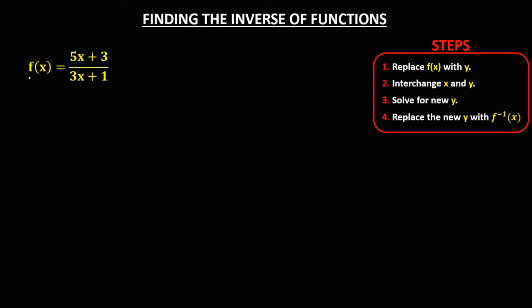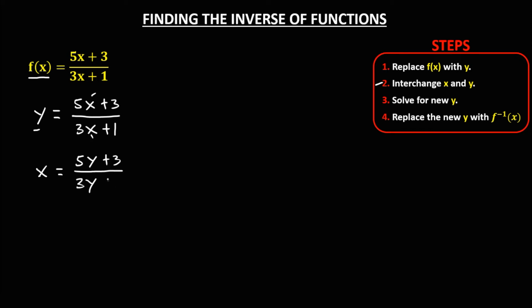Then for this given, again, replace this f of x with y equals (5x plus 3) over (3x plus 1). Then interchange x and y, so this y becomes x equals 5y plus 3 over 3y plus 1. And to solve for y, cross multiply. So we have x times (3y plus 1) equals 1 times (5y plus 3).